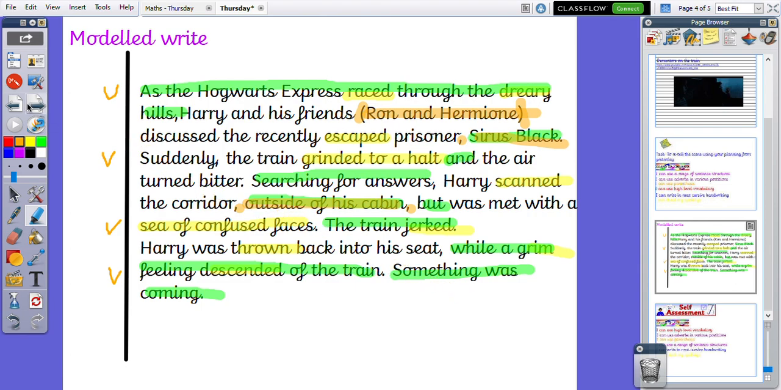Okay, so I hope you are ready to do some brilliant writing. Mrs. Willis and I are excited to see it. Let us know if you need any help, and that's it from me.